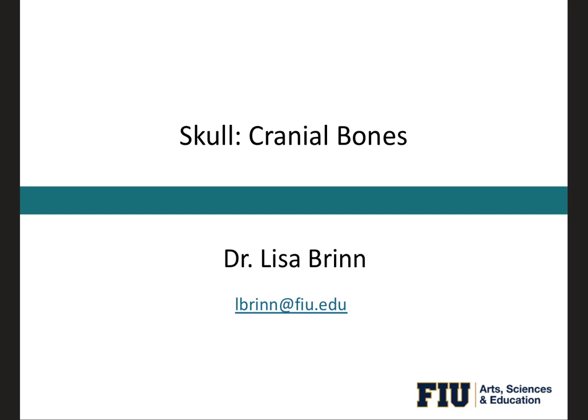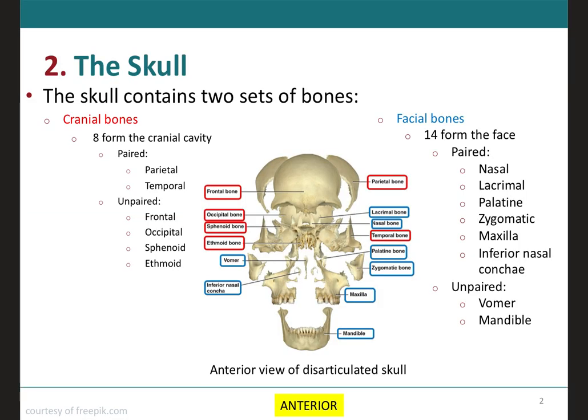Hello everyone. Well, the skull is going to be divided into two different types of bones. We have a group that's called the cranial bones, which we're covering here, and we have another group that's called the facial bones, which we will cover later on. The skull is going to be this bony framework of the head. It can be divided into two sets of bones. We're going to have the cranial bones and the facial bones.